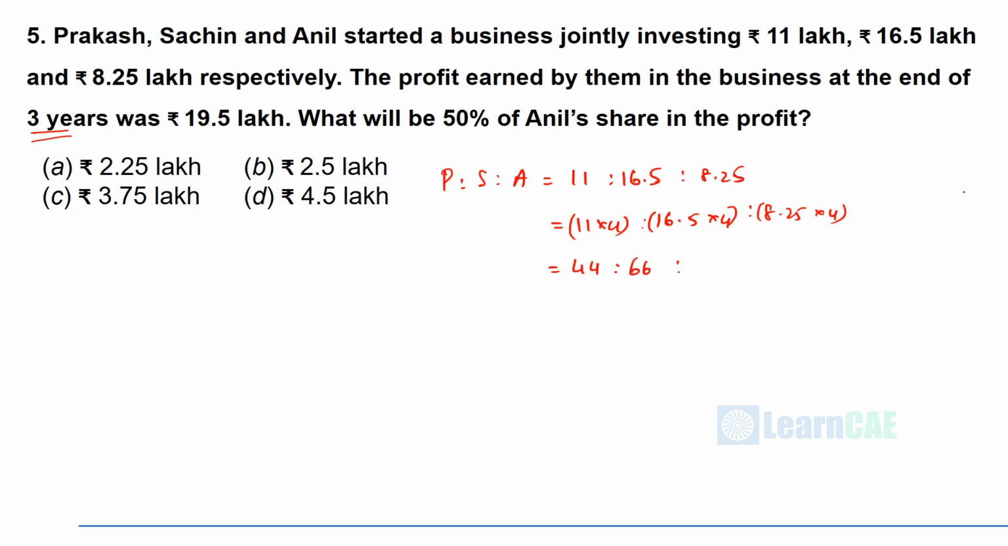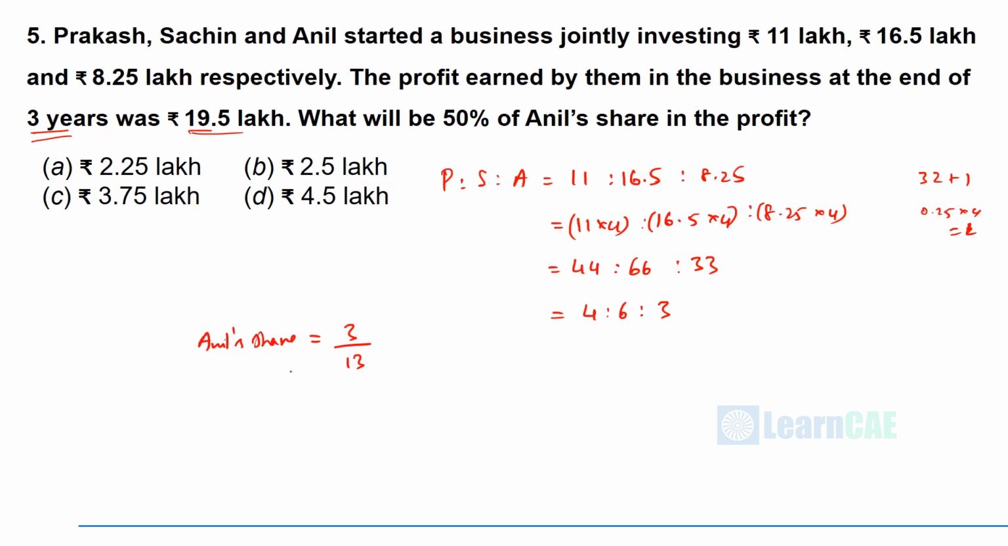Okay. 8 4s are 32. 0.25 into 4 is equal to 1. So 32 plus 1 is equal to 33. So we can divide by 11 in common. So this will be 4 is to 6 is to 3. Okay. The total profit is 19.5 lakhs. So Anil's share will be equal to 3 by the sum of these, that is 4 plus 6 plus 3 is 13.